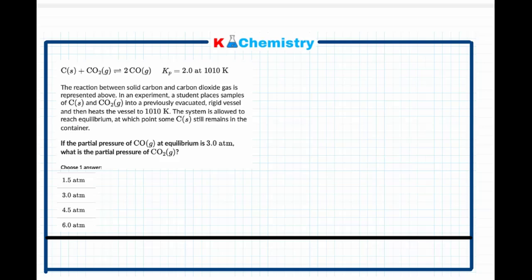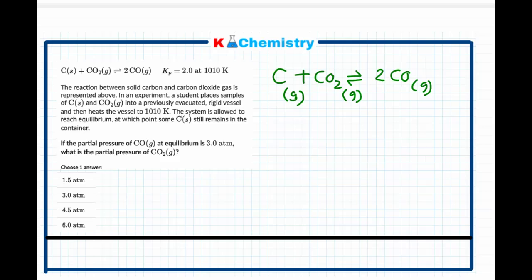In the next question, solid carbon reacts with carbon dioxide to form carbon monoxide. This reaction is at equilibrium, and the student places samples of carbon and carbon dioxide into a previously evacuated rigid vessel and then heats the vessel to 1010 Kelvin. The system is allowed to reach equilibrium, at which point some carbon still remains in the container. If the partial pressures of carbon monoxide, so let's write the equation. This is carbon solid and carbon dioxide give us 2 carbon monoxide gases. Very important to put the physical states, and we'll know why now.